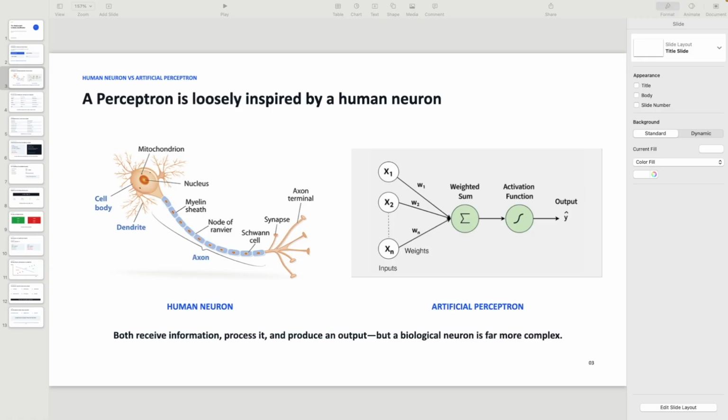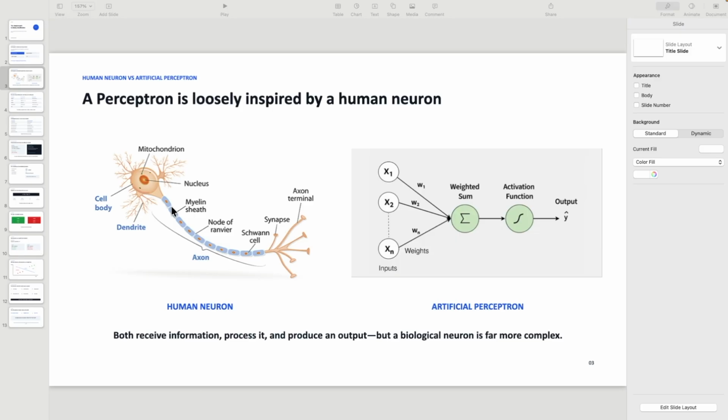Okay, the human neuron: dendrites receive the information, which is x1, x2 up to xn, called the features. In the human neuron, the synapses control the importance of the information.